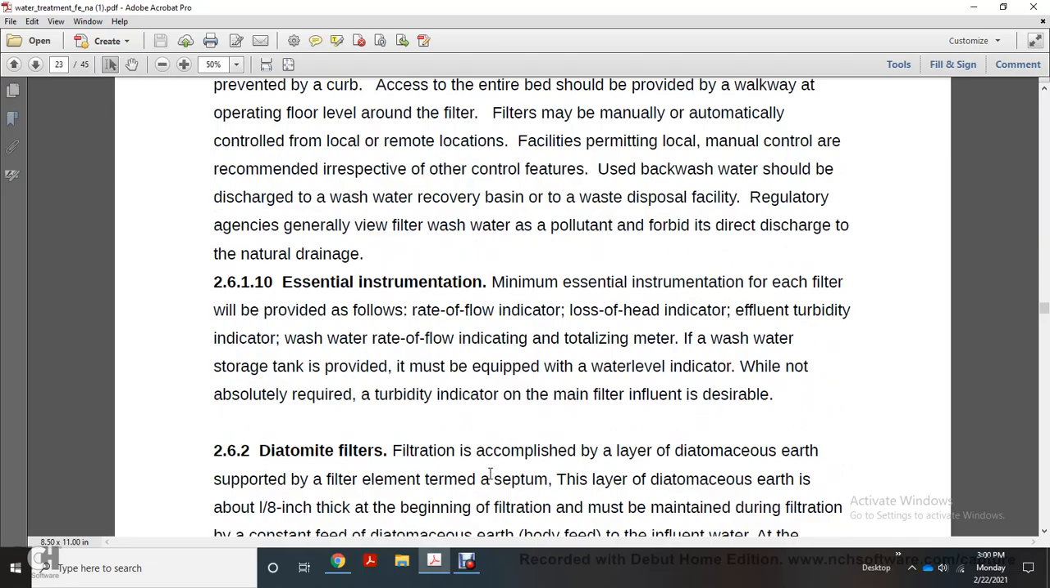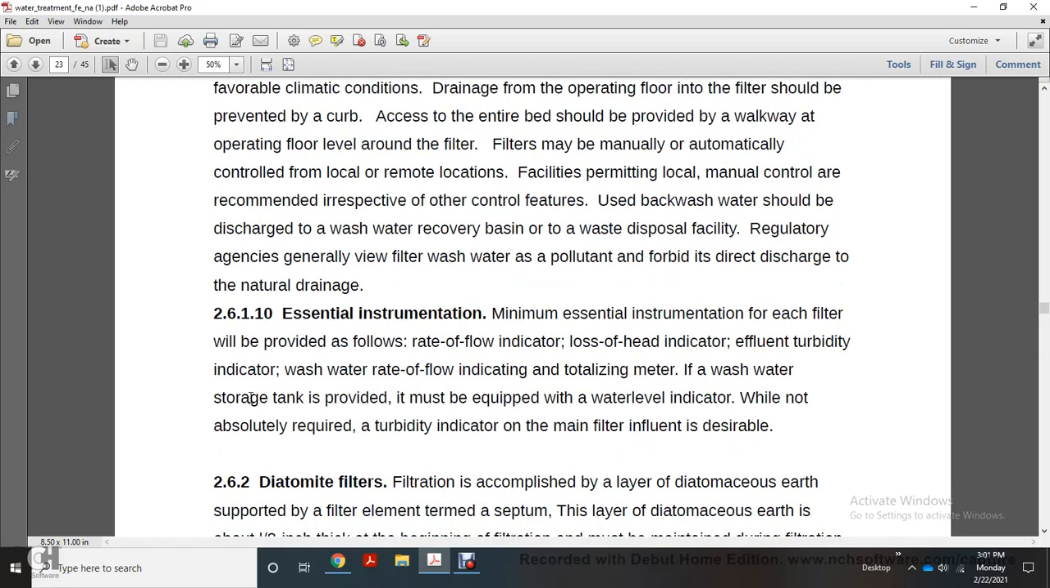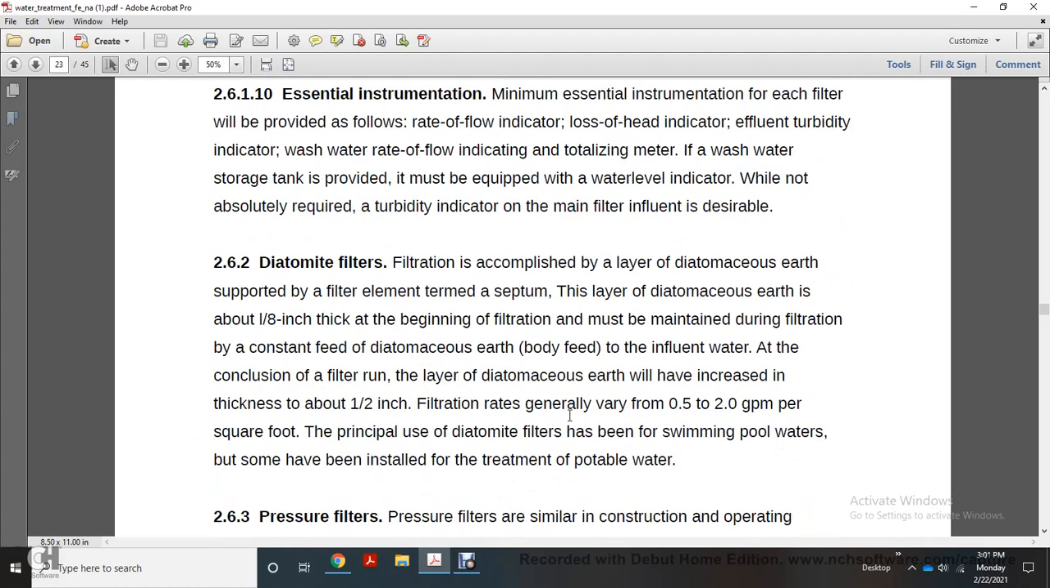Alright, essential instruments. Minimum essential instruments for each filter will provide flow rates, rate of flow indicator, loss of head indicator, effluent turbidity indicator, wash water rate of flow indicating totalizing meter. Wash water storage tanks must be equipped with water level indicator. While not absolutely required, turbidity indicator with the main filter and influent is desired.